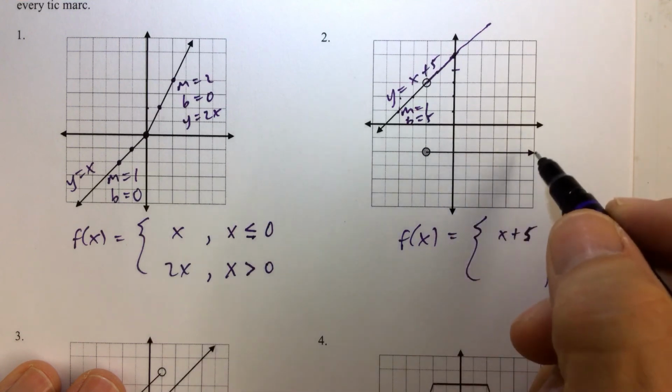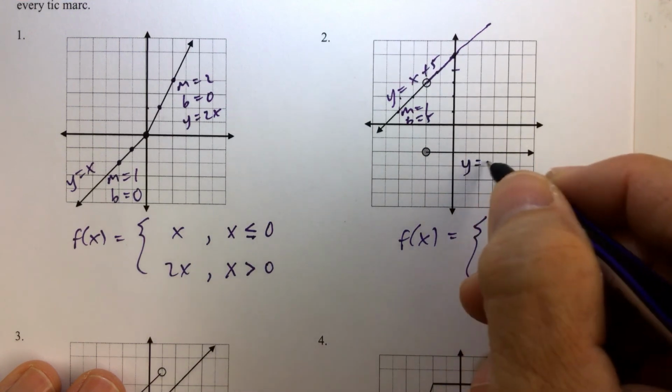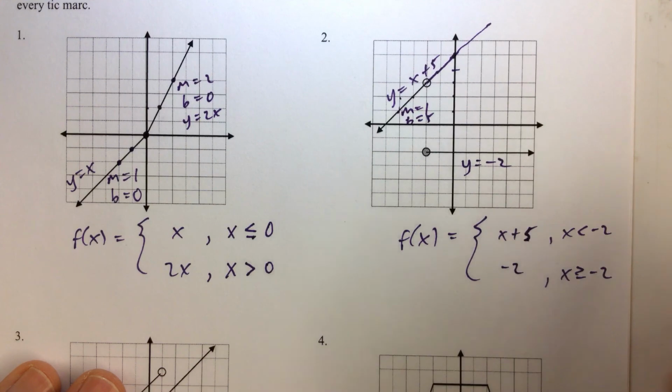We can see the second piece is just a constant, y equals -2. And so the y values are -2 when the x values are greater than or equal to -2. That's it.